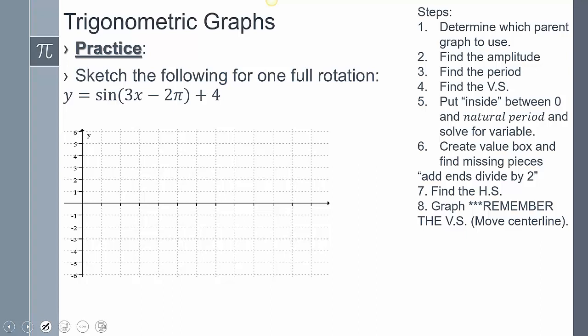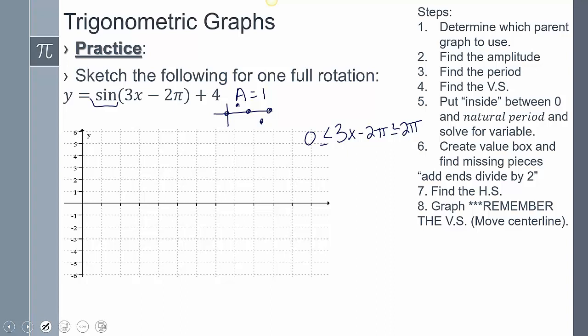So for this one, my amplitude is 1. It's a sine parent graph, so I know that the pattern should be something like this. And now I need to find what these values are. What are those x values? I'm going to take whatever's on the inside and put that between 0 and 2 pi.